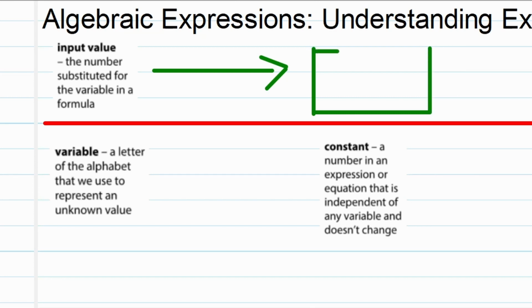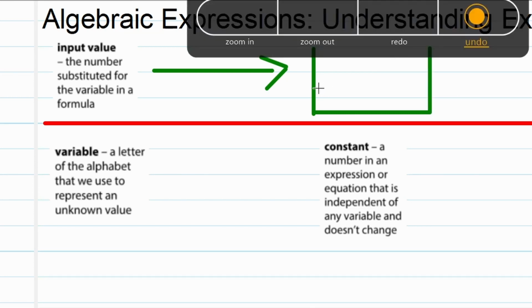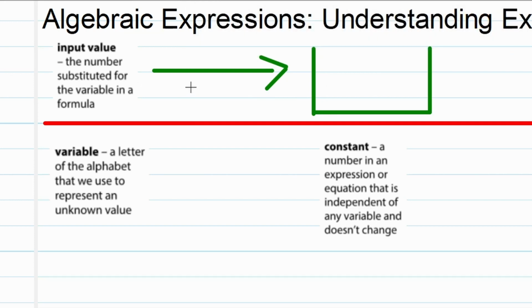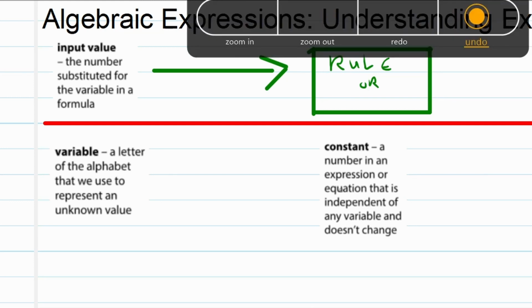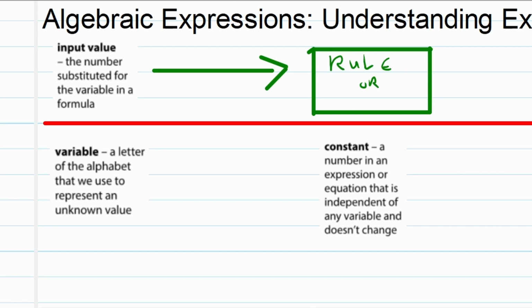we have something called a rule. So first of all, what's the input value? The number substituted for the variable in the formula. So we have a formula right here, or we can also refer to this as a rule. So the formula or a rule is normally written in terms of variables. So remember, what is a variable? A letter of the alphabet that we use to represent an unknown value. So you'll see here, we are talking about variables.